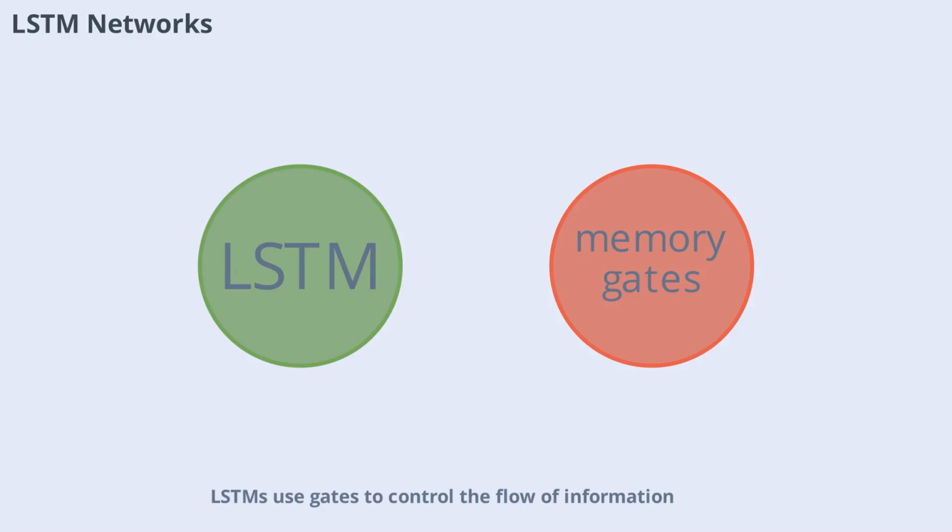LSTMs use gates to control the flow of information, allowing them to remember important details for longer periods. This makes them especially effective for tasks that require understanding long sequences, such as document classification or language translation. LSTMs have become a standard tool in NLP, thanks to their ability to capture complex patterns in language.